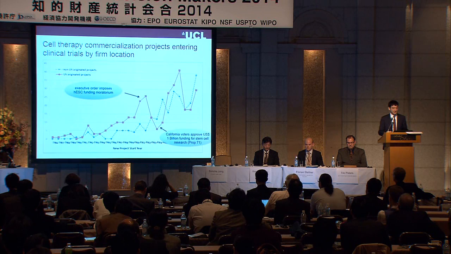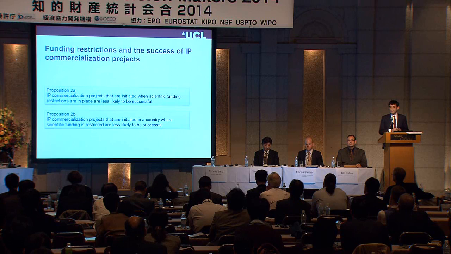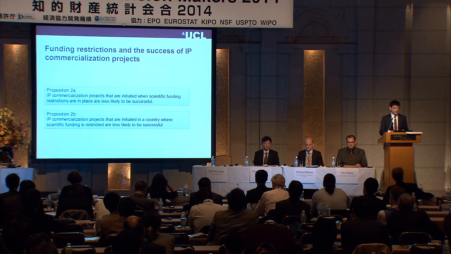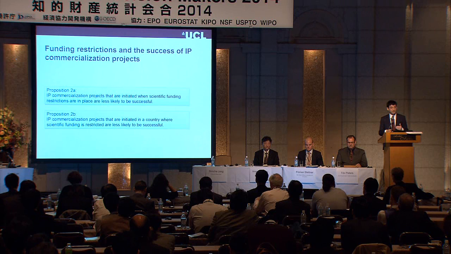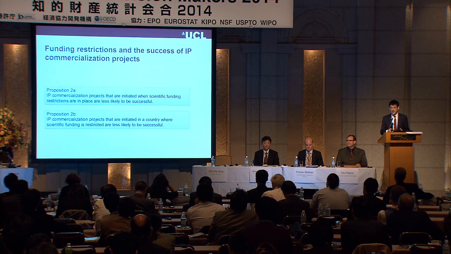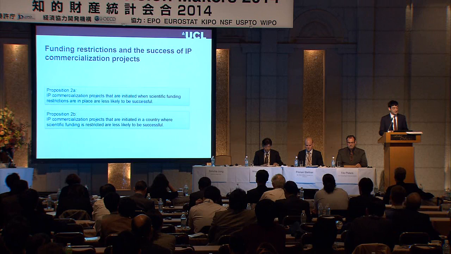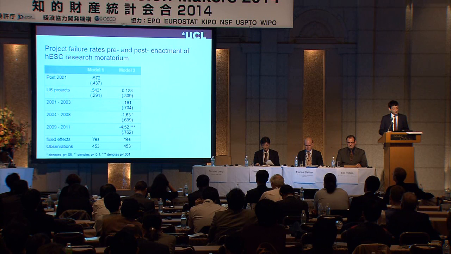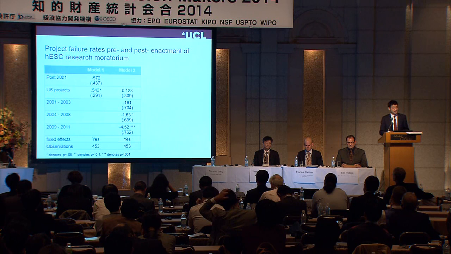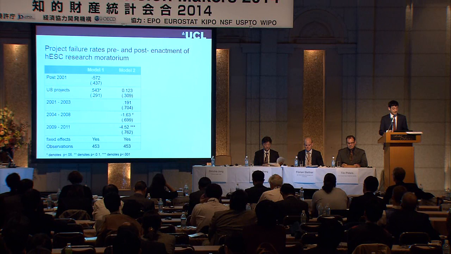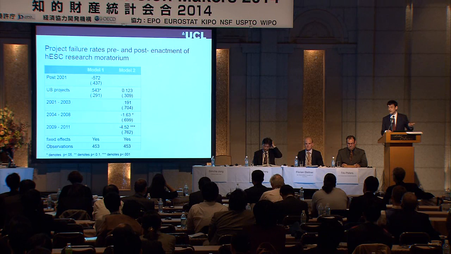So looking at the impact of changes in the funding environment for scientific research on the success of IP commercialization projects, again, we examine, first of all, the impact of funding cuts on the success of IP commercialization projects that are underway. And we expect that this is a localized effect that mainly affects projects launched in the US where this funding moratorium was in place. So in order to test this proposition, we conducted a number of logit regressions using as the dependent variable project failure, which we defined as a company deciding to terminate an IP commercialization project in a cell therapy field, and not finding another company willing to take up that project as a licensing partner.